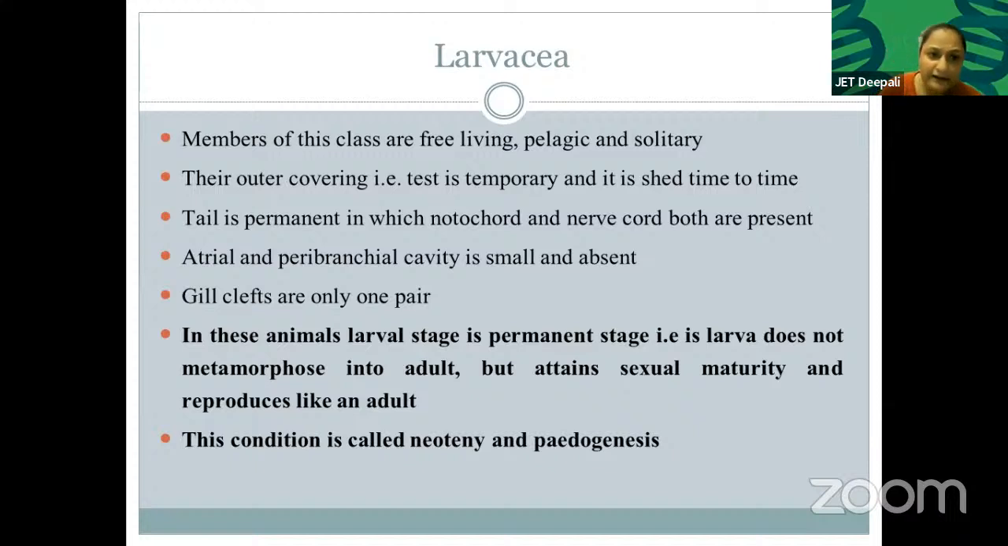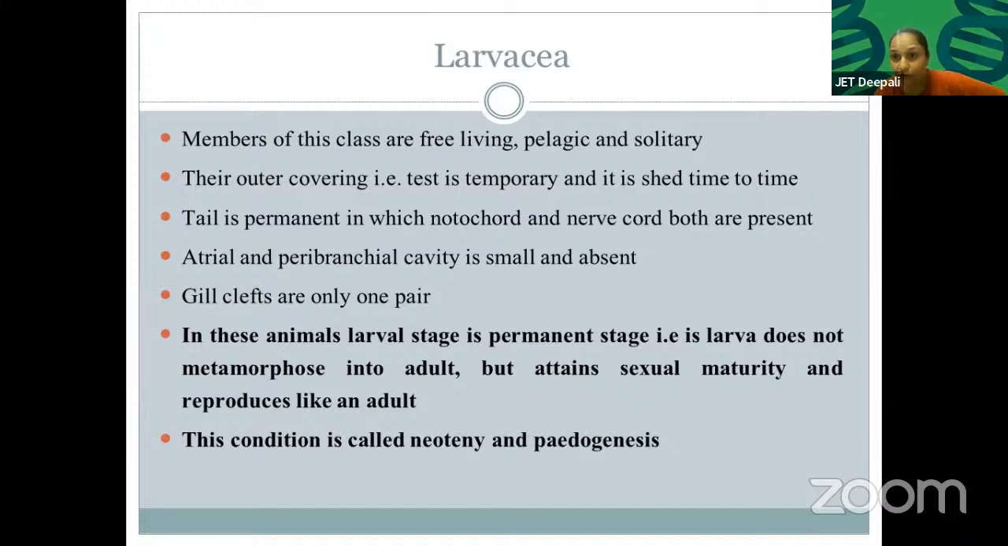Their outer covering, the test, is temporary and is shed from time to time, like a snake shedding its scales; a new one develops over the body. Tail is permanent, in which notochord and nerve cord are both present. Atrial and peribranchial cavity is small or absent. Gill clefts are only one pair. In these animals, the larval stage is the permanent stage, meaning they do not undergo metamorphosis. The larva does not metamorphose into an adult, but attains sexual maturity and reproduces like an adult.